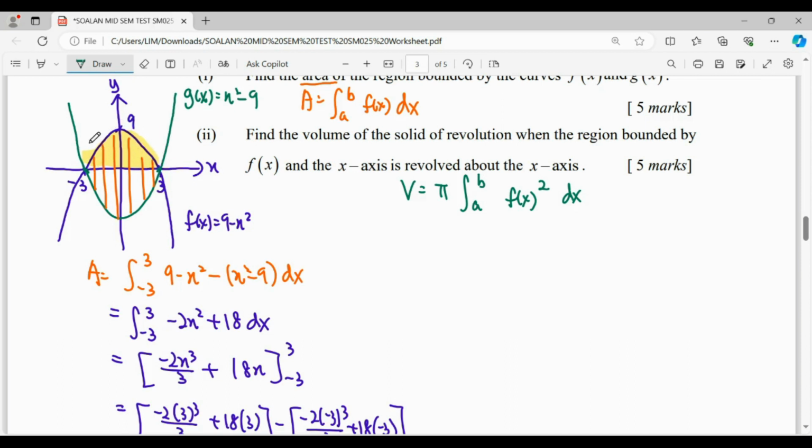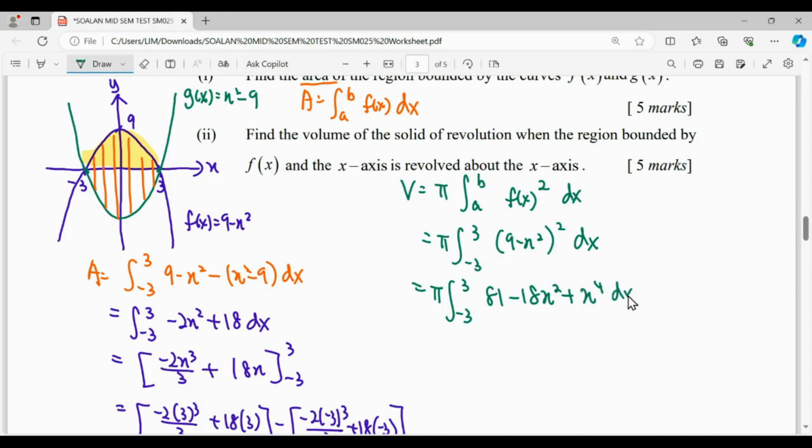So this is the volume that we need to find, bounded by the x-axis and the function f(x). To find this volume, we integrate from the lower limit, which is negative 3, until 3. The function here, 9 minus x squared, is squared, and then dx. To integrate this, firstly we simplify by expanding the square. It will be a squared, which is 81, minus 2ab, which is 18x squared, plus b squared, which is x squared squared, which becomes x to the power of 4. After we simplify, then we can integrate.